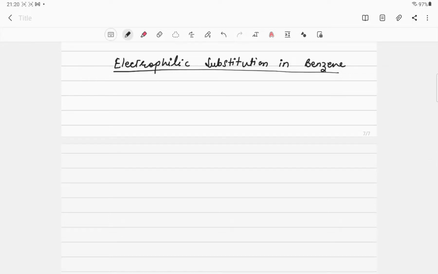Hello everyone. We are starting with the topic that is electrophilic substitution in benzene. Now, first of all, the question comes, for example, alkenes have a pi bond, and that is why they undergo electrophilic addition reaction. Why is it so? Because the pi bond is a weak bond, so it can easily be broken, and this pi pair of electrons will act as the source of electrons for the incoming electrophile. That is how it undergoes electrophilic addition reaction.